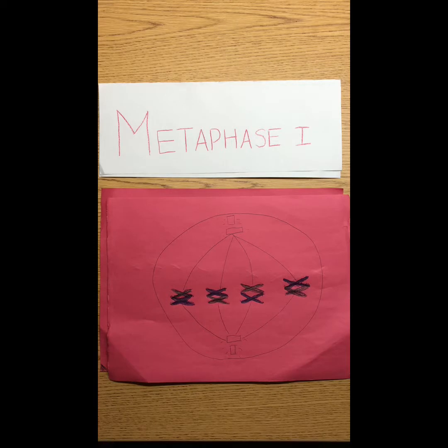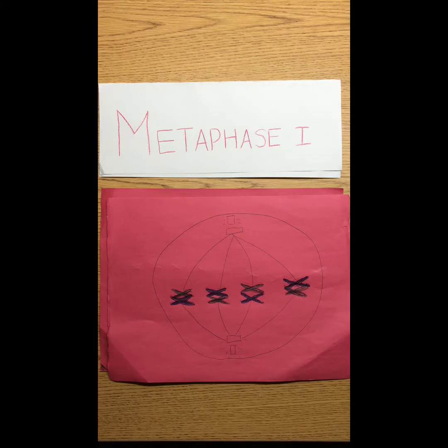The exchange in DNA is called independent assortment. This is also the reason why siblings don't always look alike. With independent assortment, it exchanges random DNA, making every human being with the same parents look different.